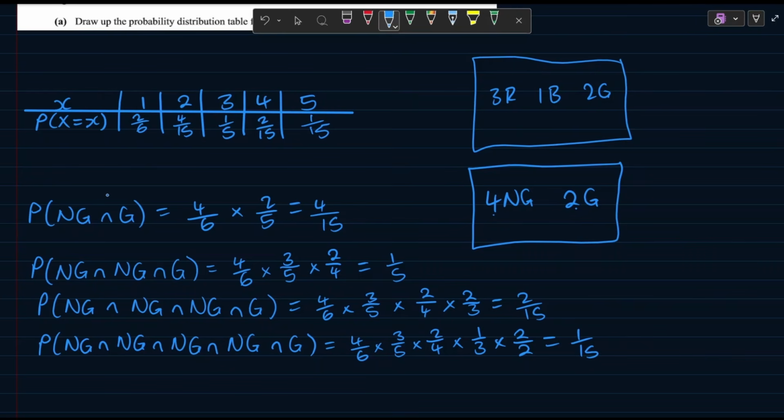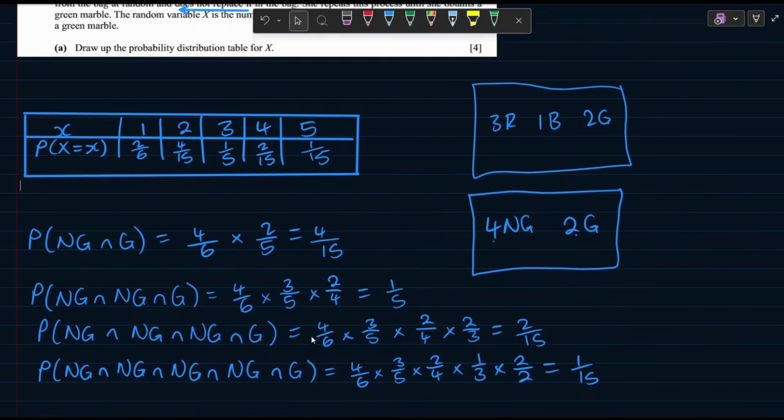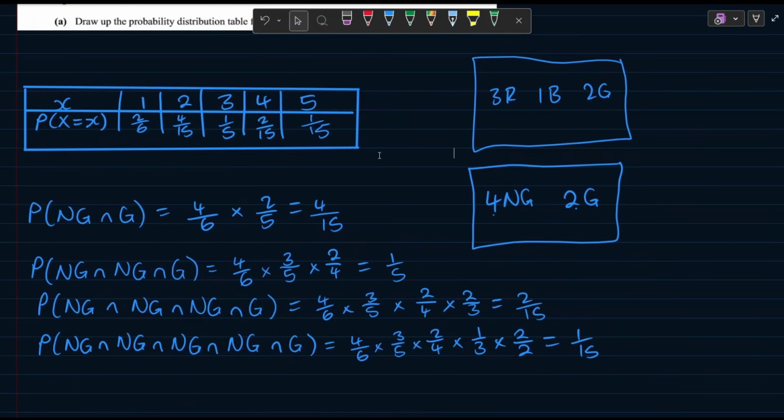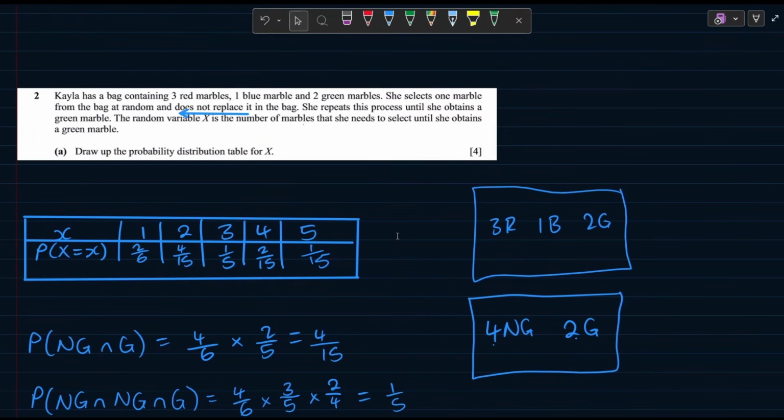And this is going to be our probability distribution table. I don't have a ruler, but make sure you draw nice straight lines and draw a beautiful table. And that's our probability distribution table. A sense check is always to check if all your probabilities added up will give you 1. So we can do that just to make sure. So 2 over 6 plus 4 over 15 plus 1 over 5 plus 2 over 15 plus 1 over 15. That does indeed give us 1. So our table should be fine, should be correct.